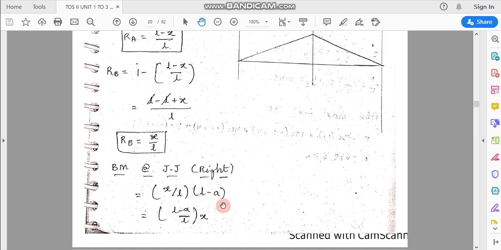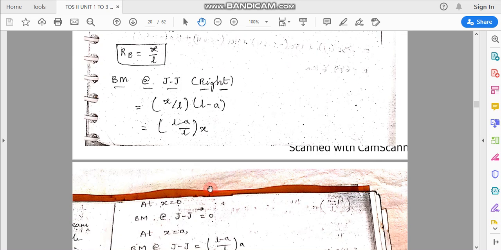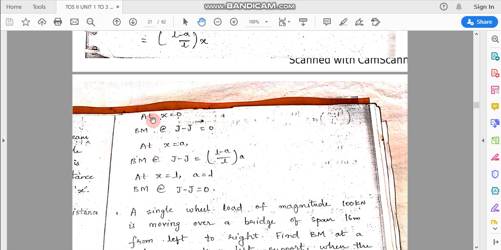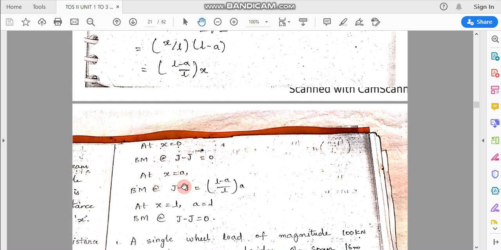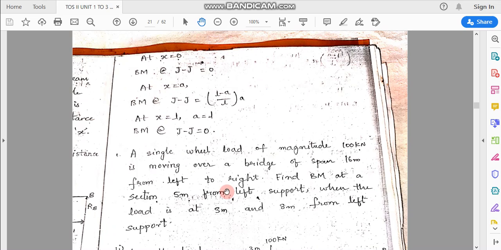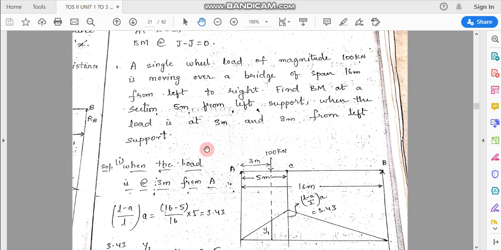Simply, (L minus A) by L, x I'm taking outside. Similarly, if you substitute x is equal to 0 here, you'll get bending moment at JJ is equal to 0. If you substitute x is equal to A, you'll get (L minus A) by L into A. Similarly, at x is equal to L, A is equal to L, so L minus L will become 0. So bending moment will be 0. Okay, so we'll take up one problem here.